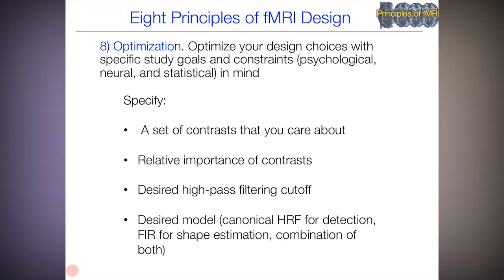You can specify the relative importance of each contrast and think about which effects you really care about detecting. You can also think about the desired high-pass filter cutoff: how much noise do you want to remove, and so how much do you need to keep the design out of that noise range. And also you can think about the desired model that you'd like to run. So do you want to use a canonical HRF, or would you like to use an FIR model and try to estimate the shape of the response? So it depends on your goals.